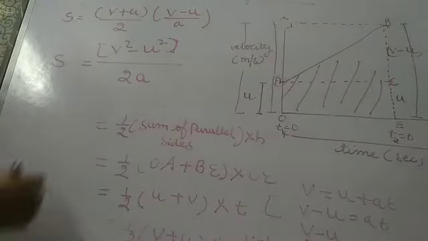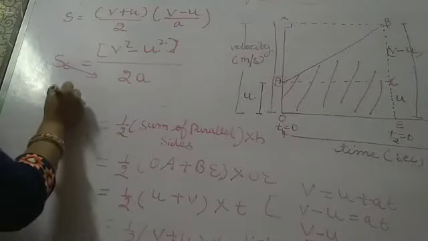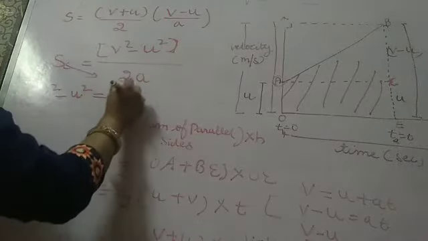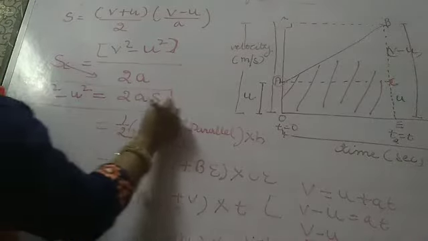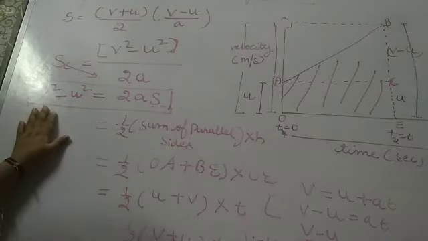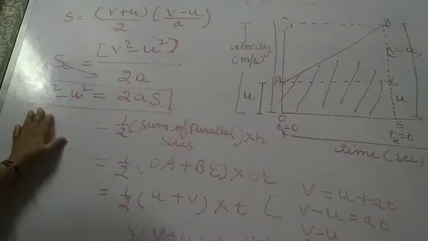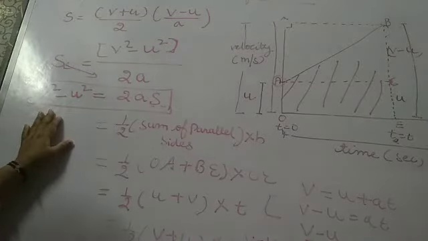Isn't it? Then I cross multiply it. What will I get? V square minus U square is equal to 2AS. And this is our desired result. It is our third equation of motion. So I think all three equations of motion are clear to you. Again, the third equation I am repeating for you people.